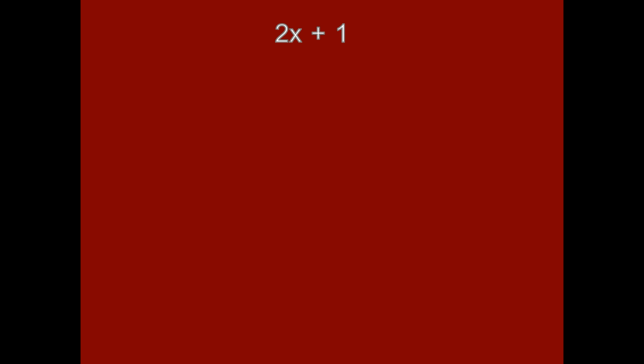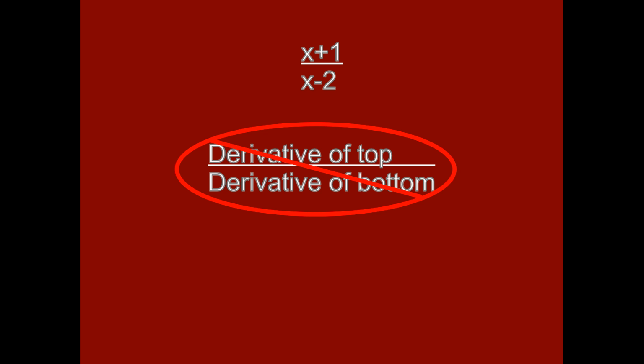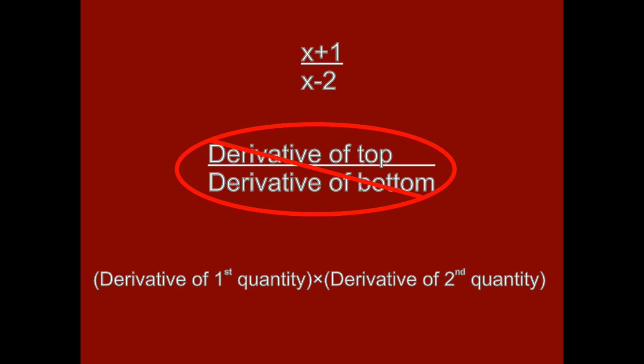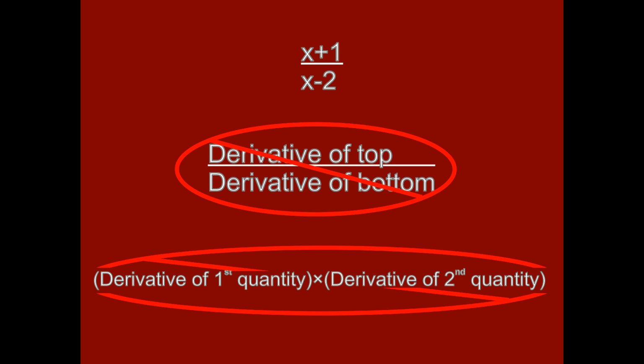One thing I must mention is that when you're taking the derivative of two numbers being added together like 2x plus 1, you can simply take the derivative of the 2x and the 1 and add them. However, when you see something like x plus 1 divided by x minus 2, you can't take the derivative of the top and then divide it by the derivative of the bottom. Same goes for multiplication. The derivative of the product of two quantities does not equal the product of those two quantities' derivatives. There is a rule to take the derivative of quotients and products.